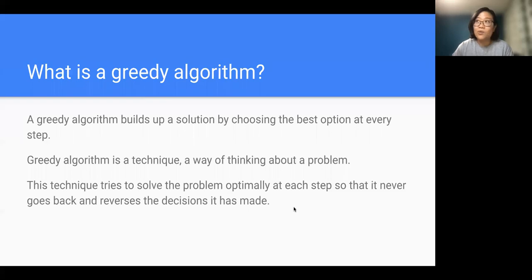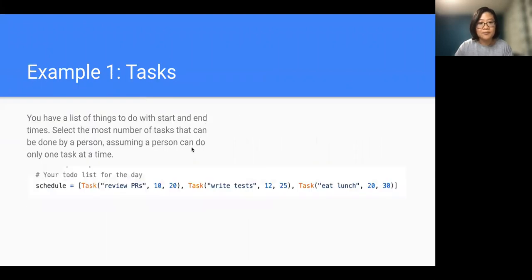So the thing about greedy algorithms is it tries to do the solution in one pass. If you have a bunch of options to choose from, you just do it step by step, but you wouldn't backtrack. Backtracking is actually a different technique, which we can touch on in a different topic in advanced algorithms.